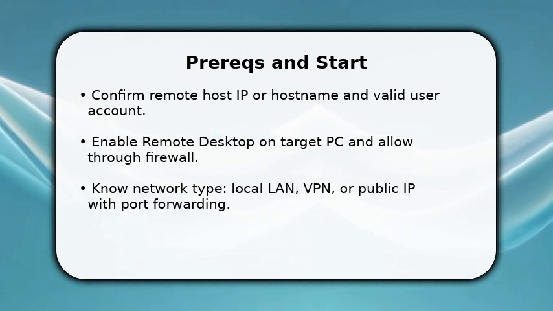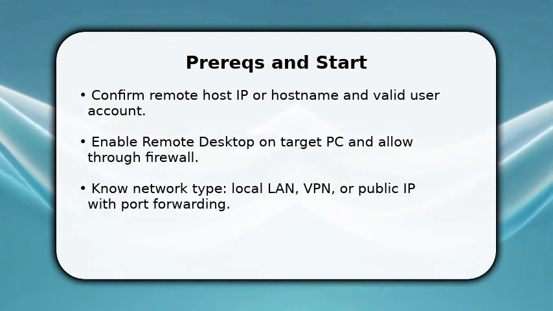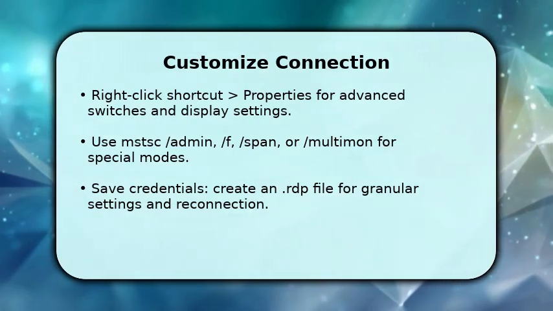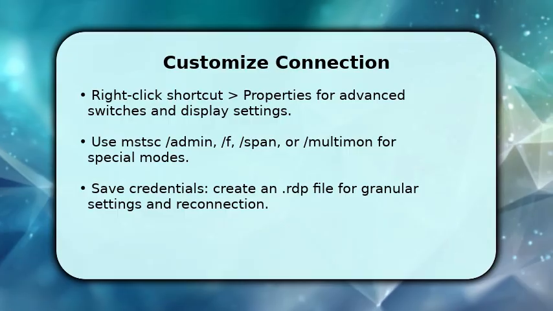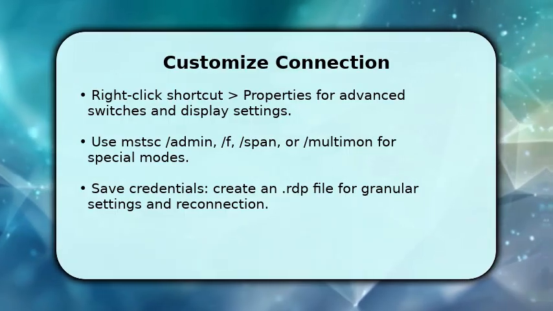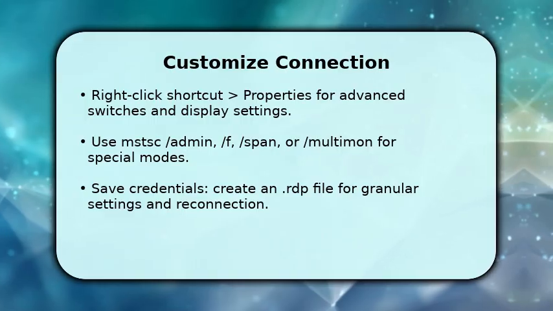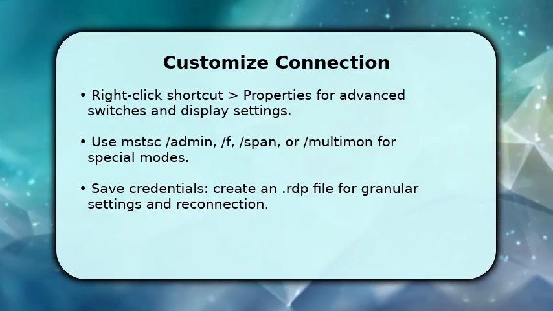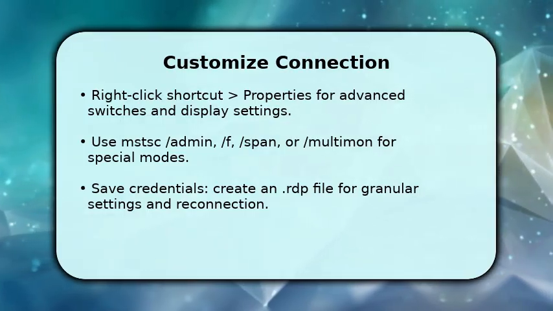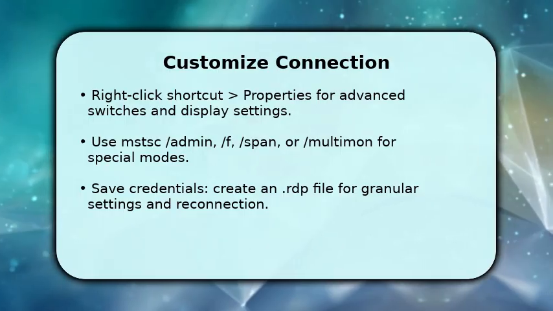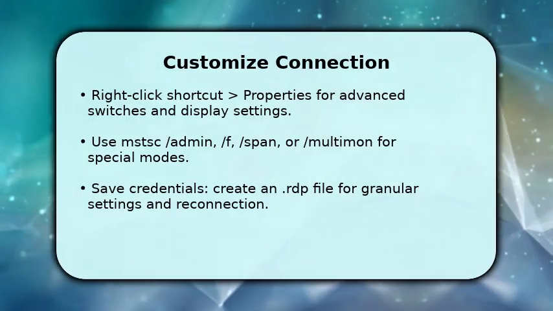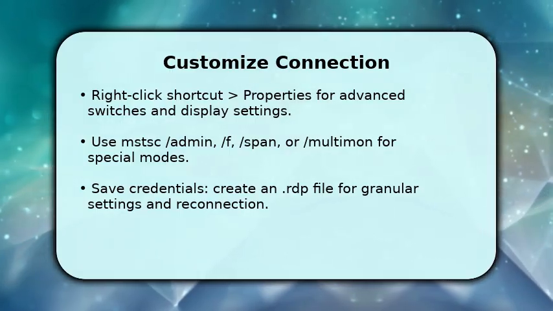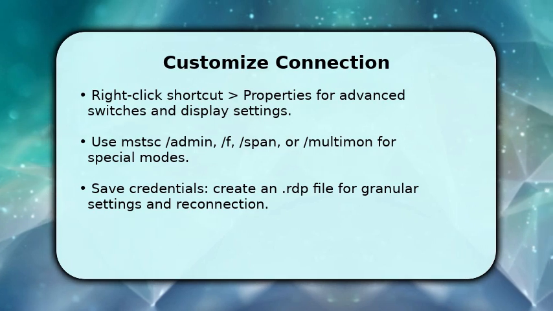Now customize connection behavior so the shortcut does exactly what you need. Open Properties and edit the target to add switches like /f for full screen or /multimon for multiple monitors. This is why you modify the shortcut rather than launching manually each time. For persistent options, run Remote Desktop Connection, configure display, local resources, experience, then save as an RDP file and point your shortcut to that file. This lets you store credentials and fine-grained settings securely.